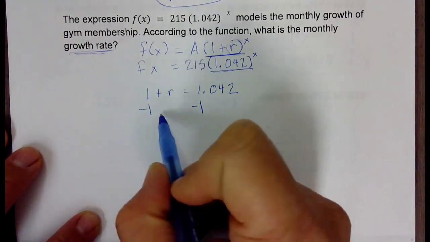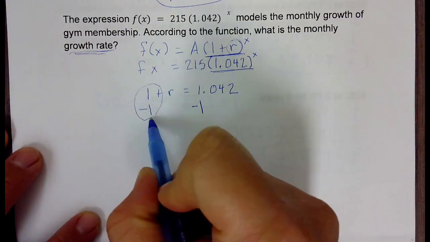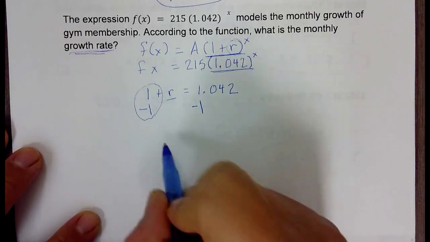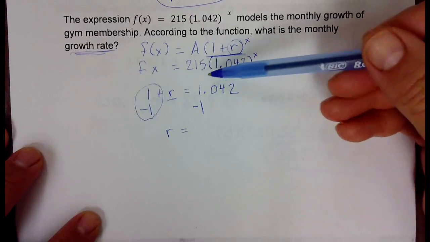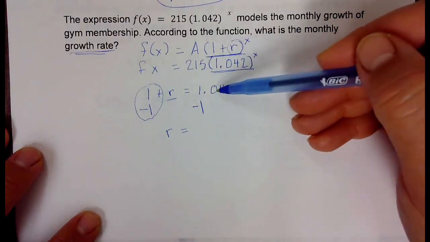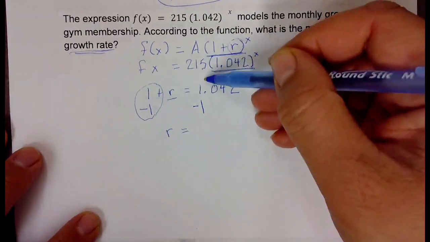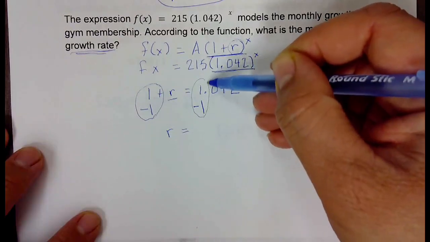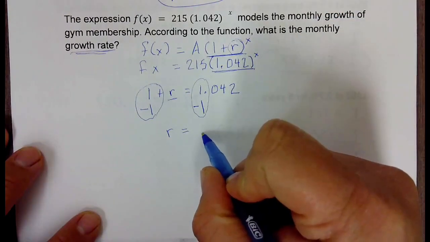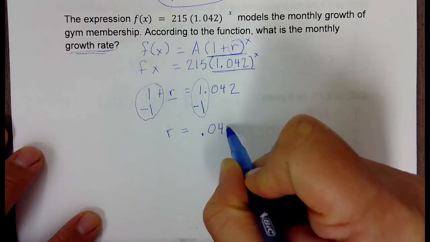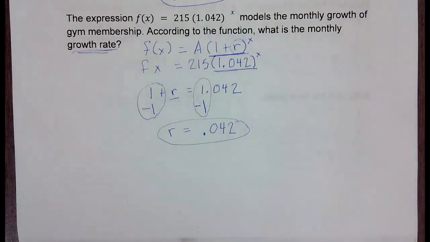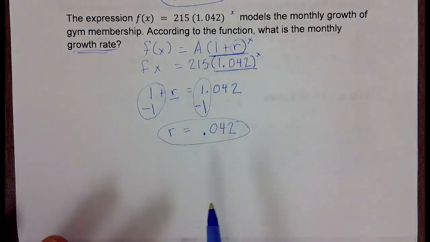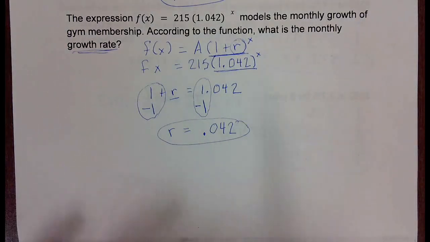And I took that away here. So 1 minus 1 is 0. I'm only left with R. R equals, here I have 1.042 minus 1. 1 minus 1 is 0. And I'm left with 0.042. So now I know my rate as a decimal, the monthly growth rate, is 0.042.